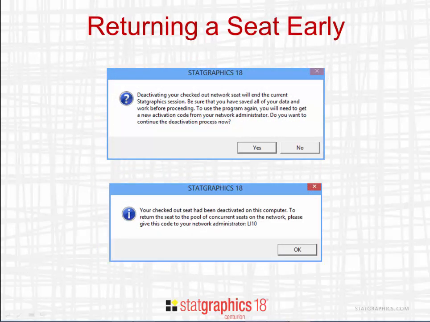Two message boxes will then appear. The first message box warns the user that deactivating their checked out network seat will end the current Statgraphics session. They should have saved all of their work before they pushed Deactivate. The second message box gives them a code, a check-in code, that they can now provide the network administrator. On the screen you see the code in this case is LI10.